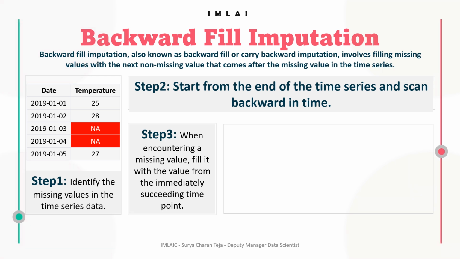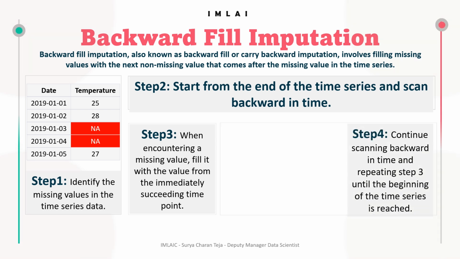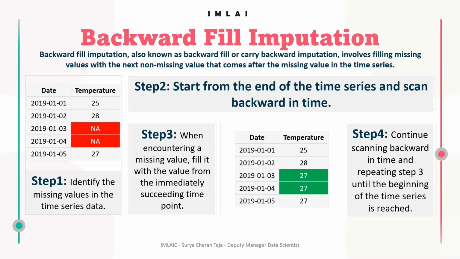Then step 3, when encountering a missing value, fill it with the value from the immediately succeeding point. Then continue scanning backward in time and repeating step 3 until the beginning of the time series is reached, and there ends the imputation using backward fill. And here you can see 27 was imputed here, and again 27 was imputed here, and then 28, 25, and then overall backward fill imputation was done.